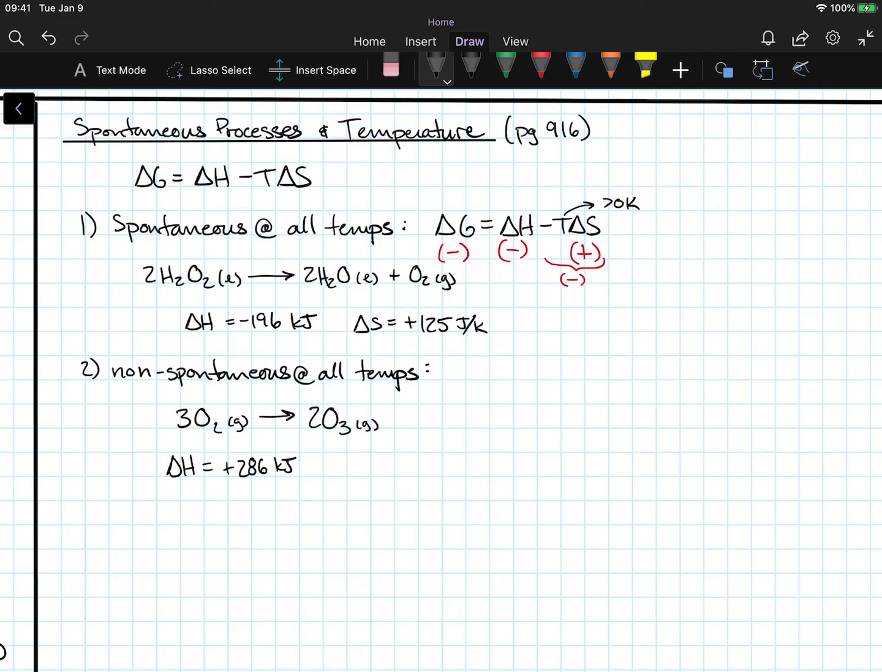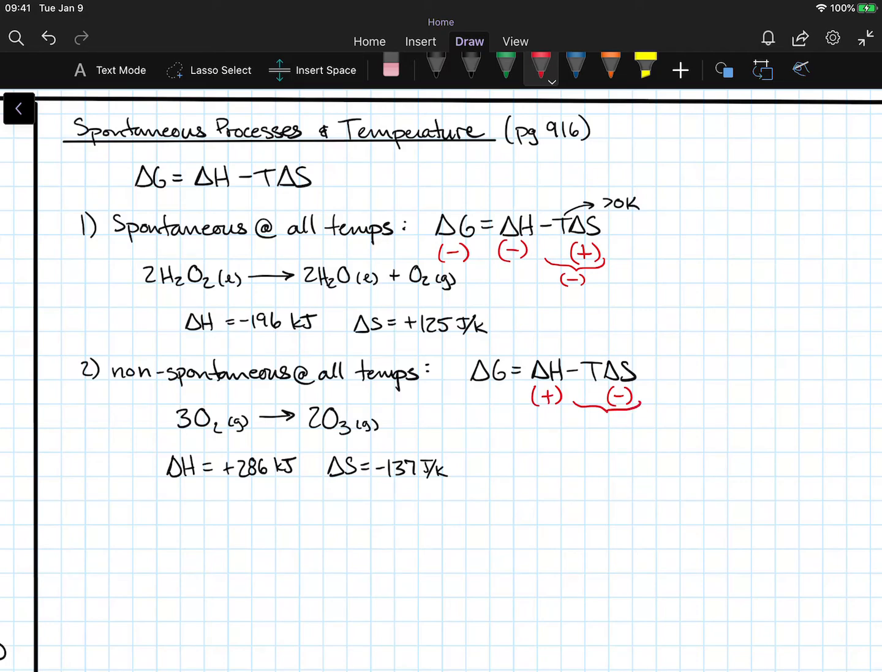And the entropy, since we're taking 3 moles of gas and making it into 2 moles of gas, we should be losing entropy, and we are. It's negative 137 joules per Kelvin. So again, going back to our delta G, delta H minus T delta S. Again, T is always going to be greater than 0, but what we have here is a negative delta S and a positive delta H. And since we have a negative and a negative here, oops, that looks terrible.